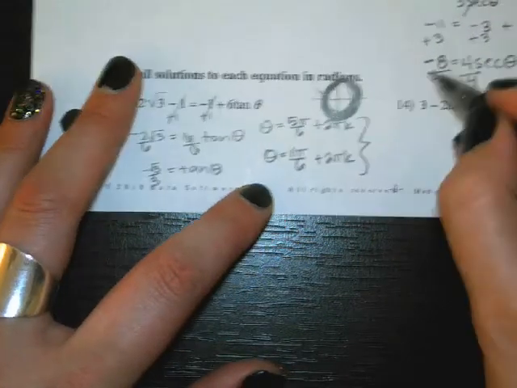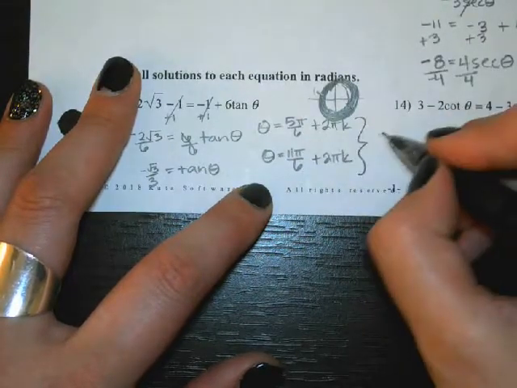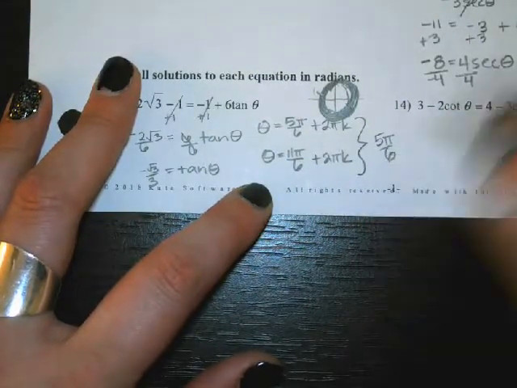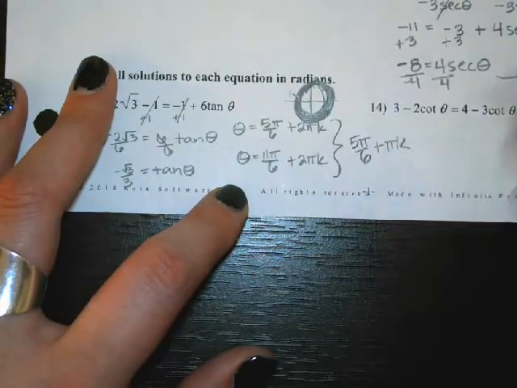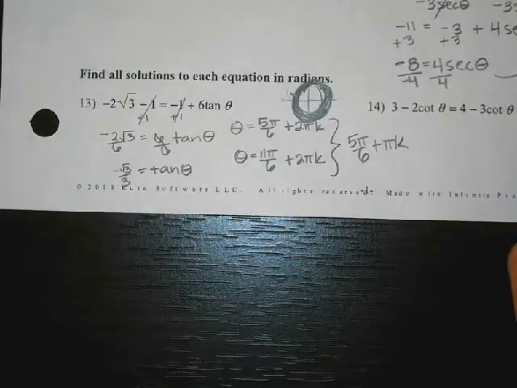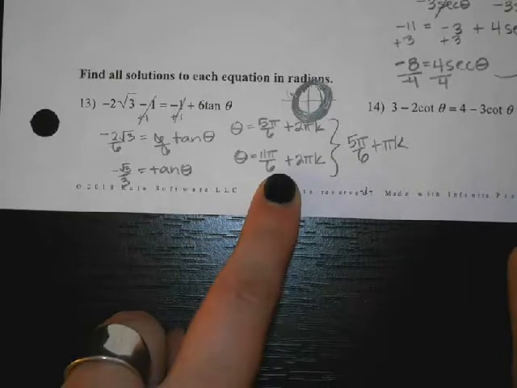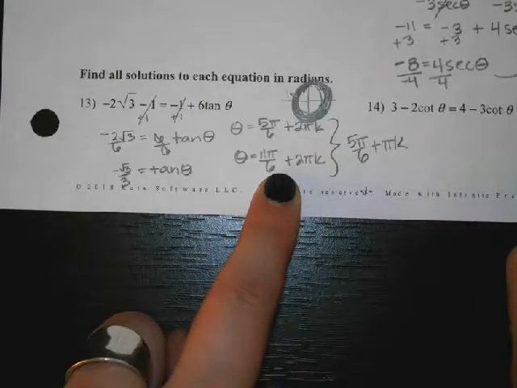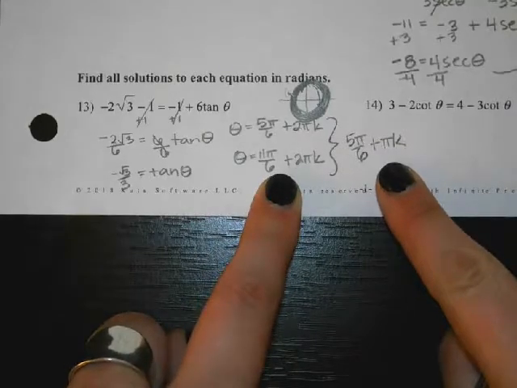So for tangent only, you don't write both of the answers, you just write one. I'm going to go ahead and say 5 pi over 6. And instead of saying plus 2 pi k, you say plus pi k. For me personally, when you guys are doing my test, this answer right here is totally acceptable for my test. This answer right here is totally acceptable for my test.